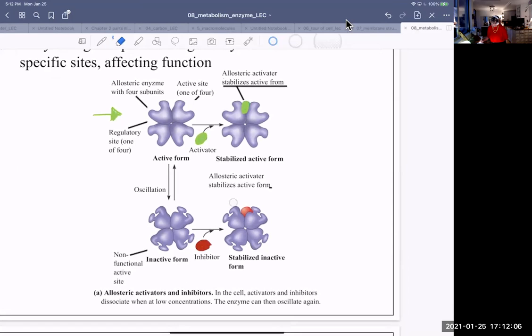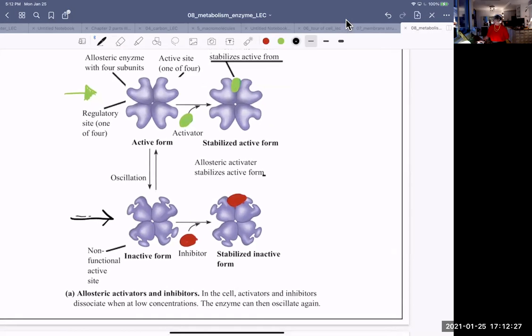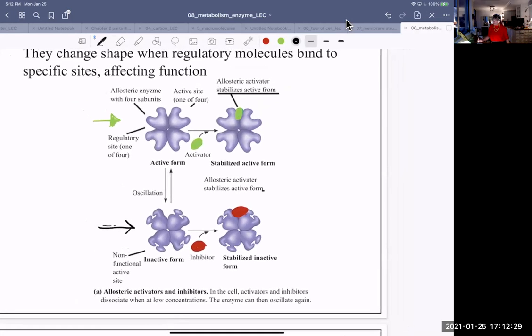The inhibitor lands here and it stabilizes this inactive form. This is the inactive form, it's just not going to work. Nothing will bind there. So there's an oscillation between active and inactive, and it depends on what is required. Is that enzyme required to work or not?